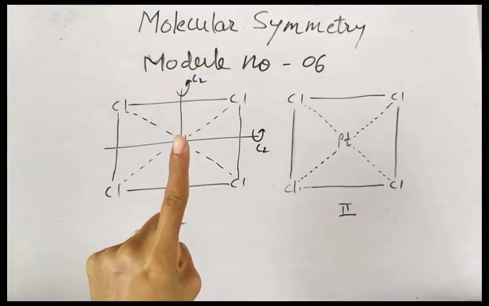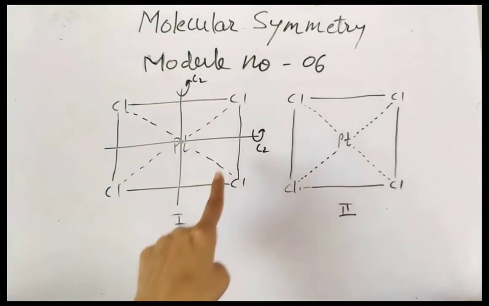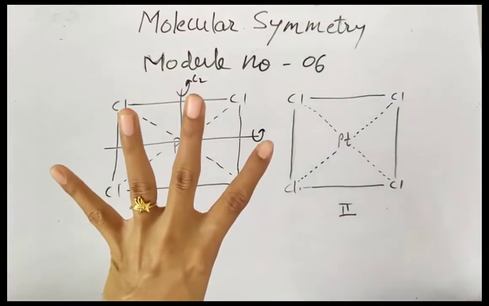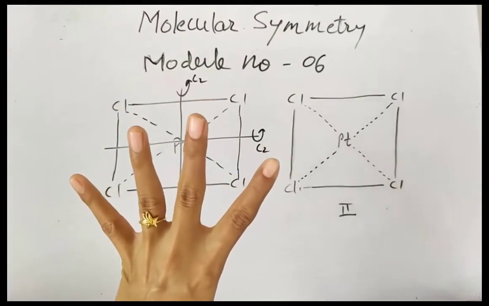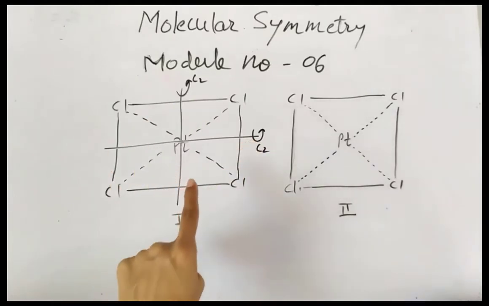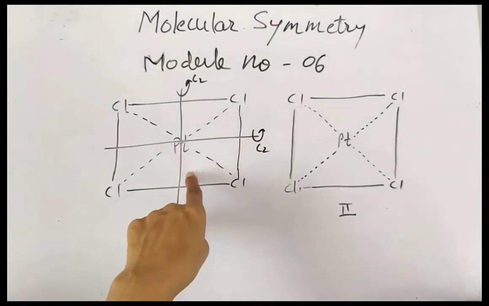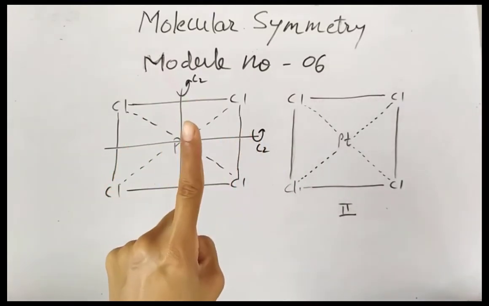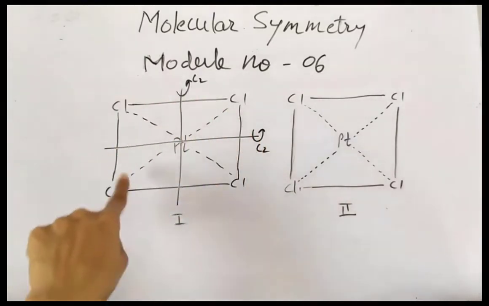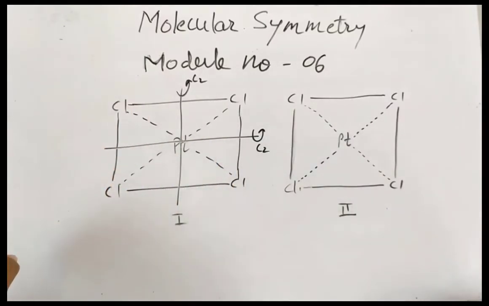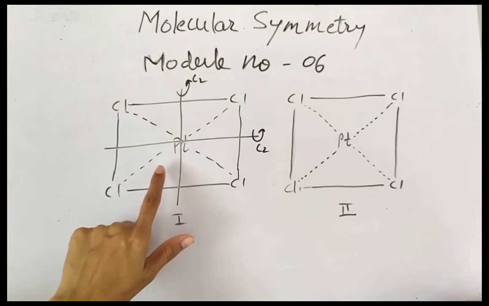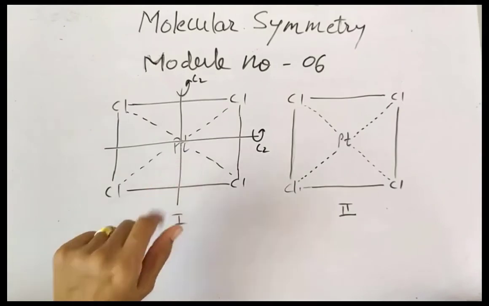There is one C4 principal axis in PtCl4 which passes through this platinum. There are four subsidiary C2 axes present in PtCl4. Likewise, there are four vertical mirror planes and there is one horizontal mirror plane in PtCl4. And now I am going to explain the dihedral mirror plane that is present in the PtCl4 molecule.